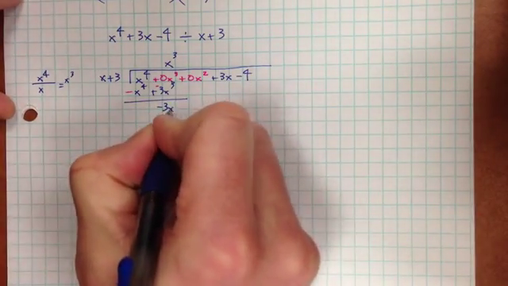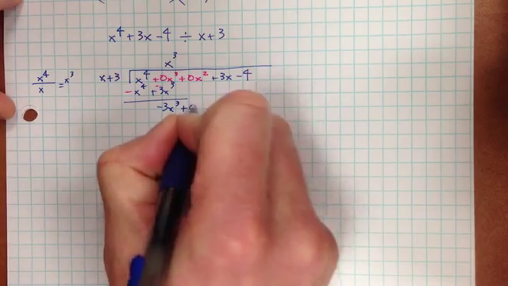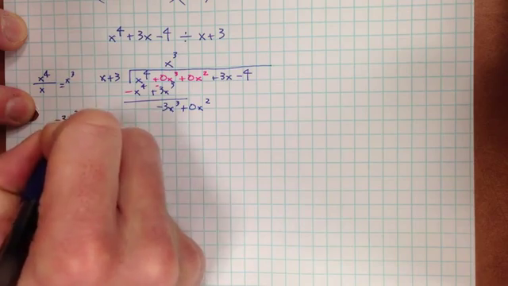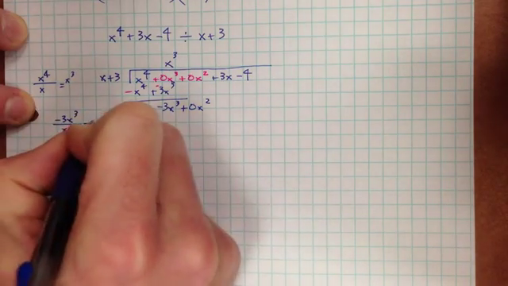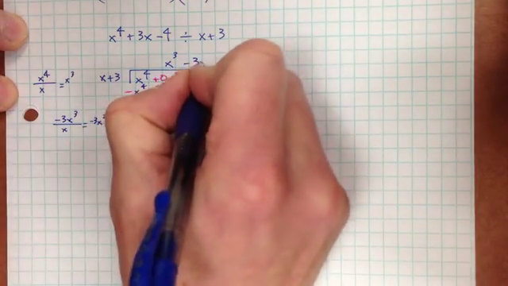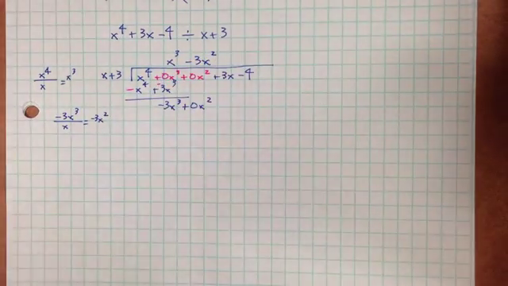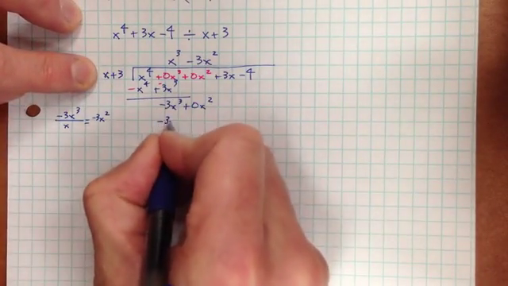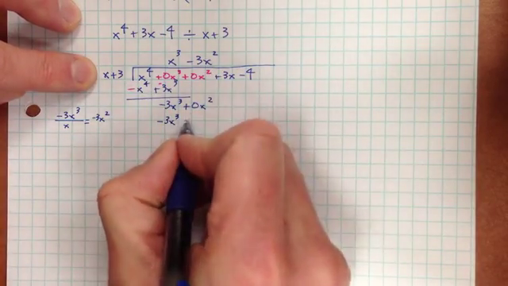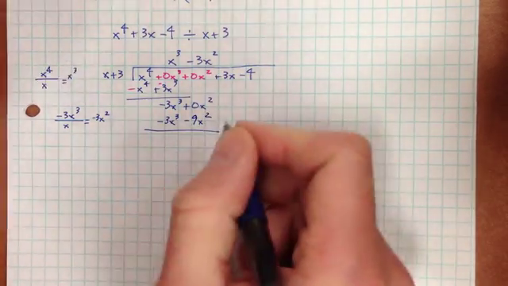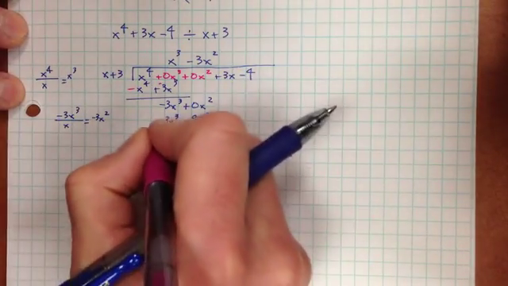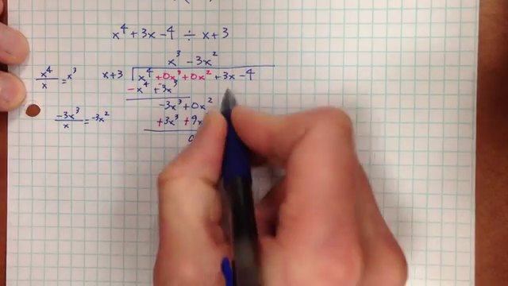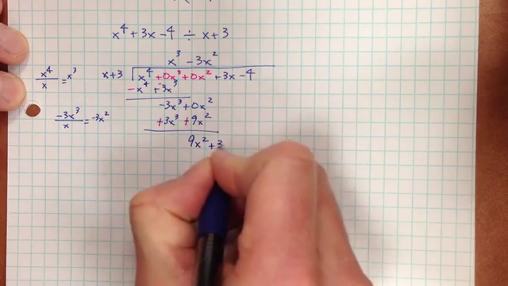Cancel, negative 3x cubed. Bring down your next term, plus 0x squared. Repeat your process. First term, negative 3x cubed divided by x gives me negative 3x squared. Negative 3x squared times everything out front. Bam, bam. Negative 3x cubed. Negative 9x squared. Sign change that. You're canceling. 9x squared. Bring down my next term of a positive 3x.